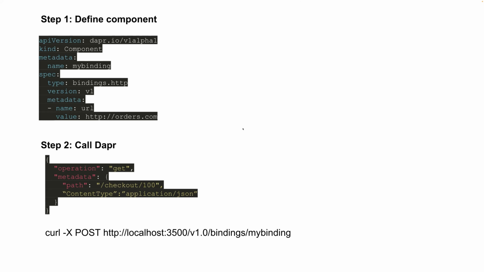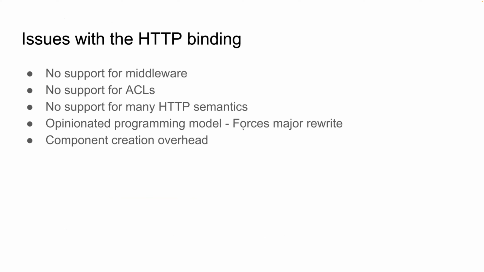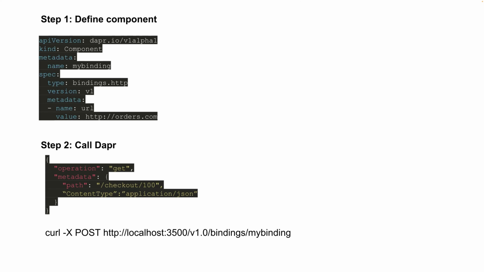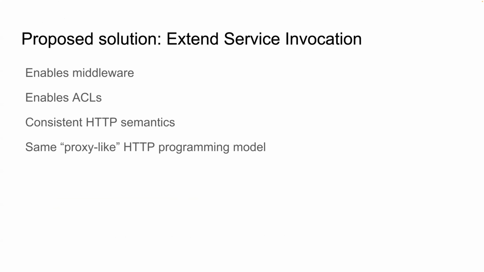And then of course, there's the rest of the issues that I mentioned earlier. So no support for ACLs, no support for middleware, of course the programming model is a major rewrite. And then creating these components for every URL you need to make is quite problematic. And so what we can do is actually extend service invocation to just support non-Dapr HTTP endpoints, which basically means having service invocation with Dapr, but removing the discovery aspect of it.